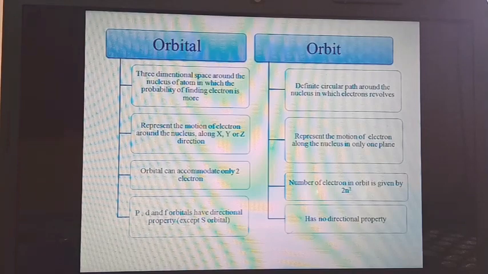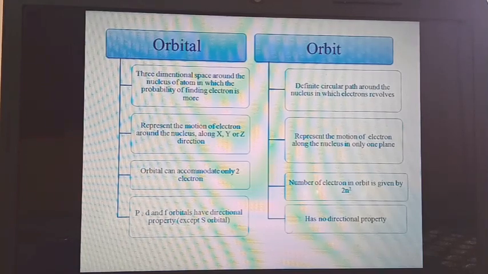Orbital can accommodate only 2 electrons, whereas the number of electrons in an orbit is given by 2n square. How? If we have to find the number of electrons in the first orbit, 1 to the power 2 is 1, so 2 into 1 is equal to 2. That's why in the first orbit there are 2 electrons.